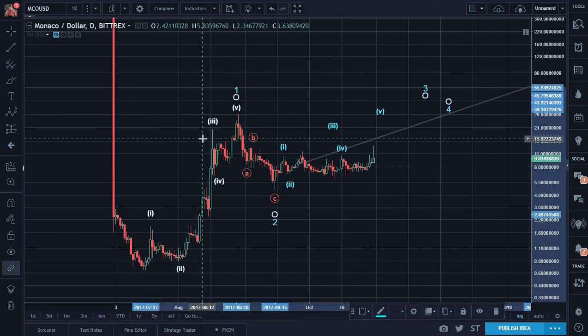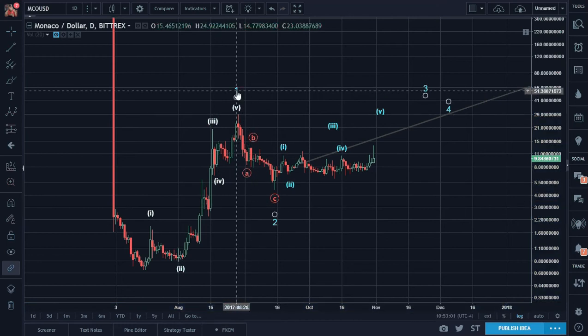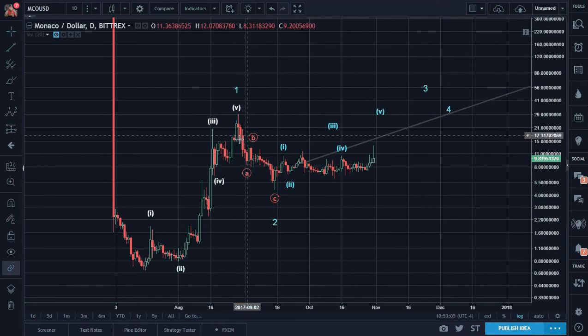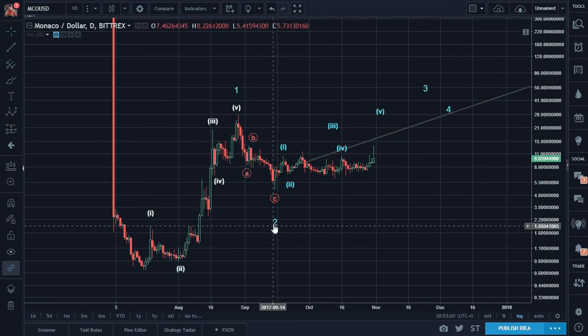These white waves become the subwaves for the blue wave 1 of a higher degree trend. Then we have an ABC correction.